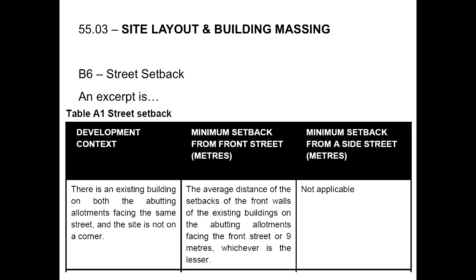And then we talk about site layout and building massing. Mass is just how big and bulky something feels. And one component of that is B6, which is street setback. And this is just a little excerpt from that. And a very common scenario is you've got one lot has a house here, another lot has a house here. How far are they set back from the front street boundary? So when we say setback, I'll have to use chalk again. We're talking about, let's make it simple, what is this distance here?